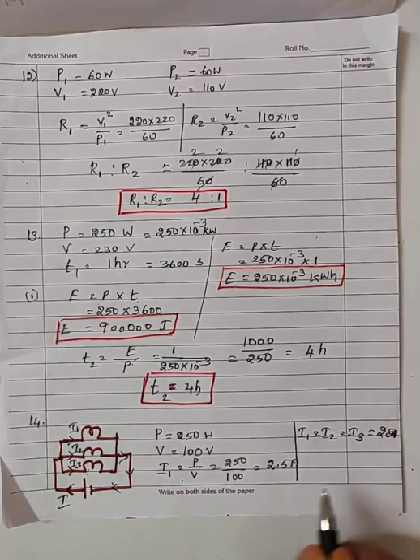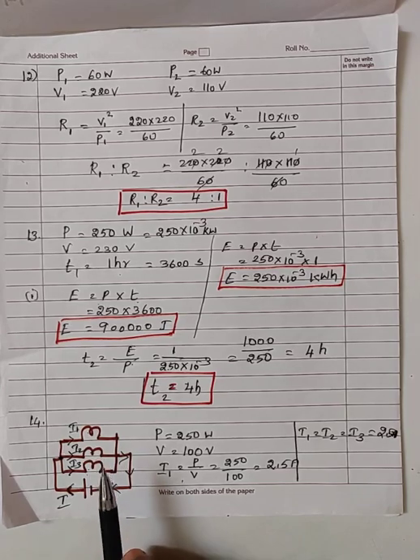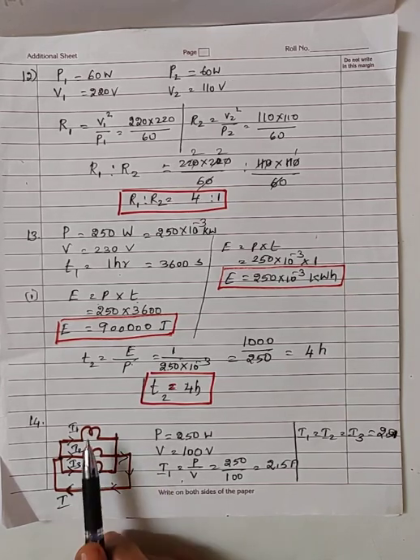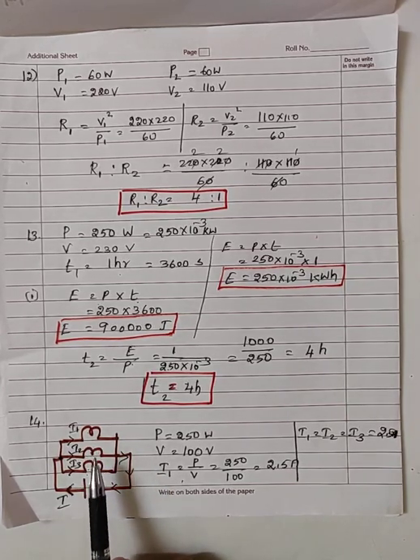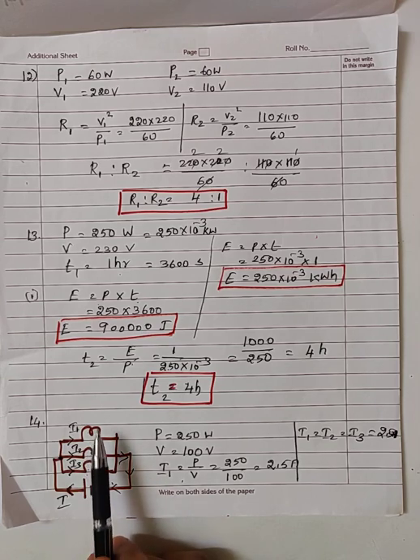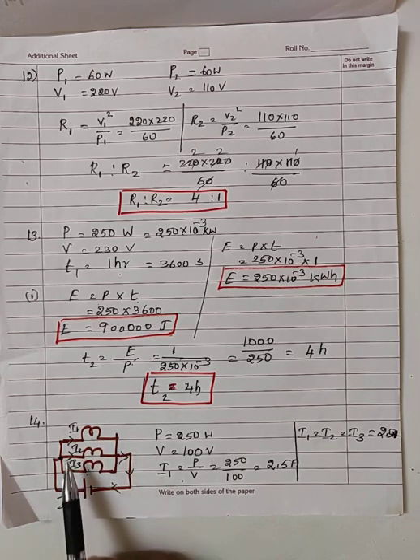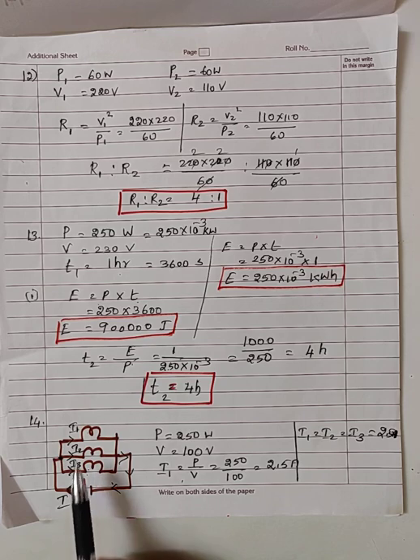Yes, the current flowing through all the three heaters is the same because the power and the voltage rating of all the heaters are the same. Since they are connected in parallel, the current I from the supply branches out into these three heaters.